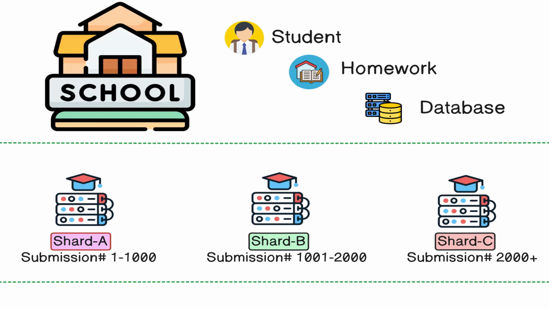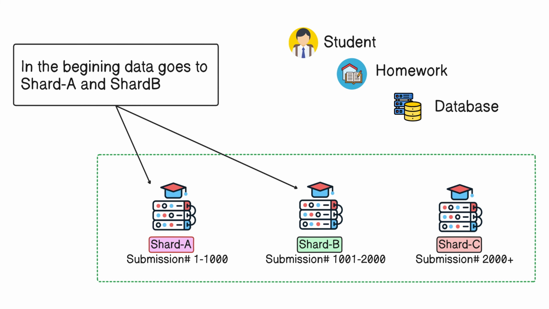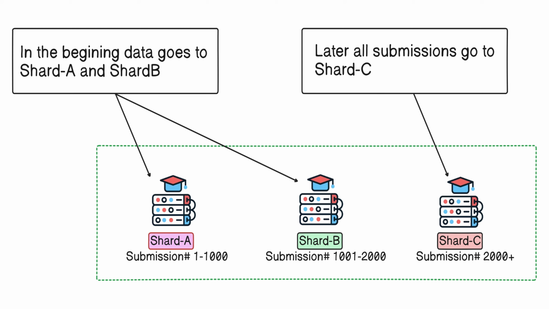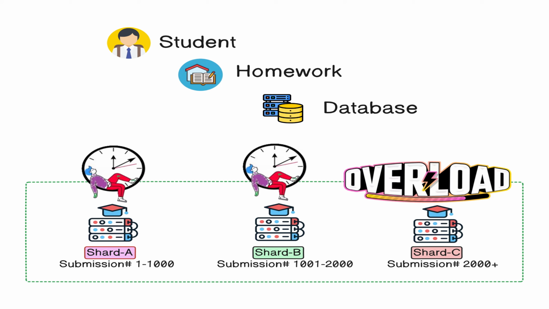At the beginning, submissions are new, so they go to shard A and B. But as time goes on, students keep submitting homework daily, and the submission number keeps on increasing. That means all the new submissions now will go to shard C, and eventually shard A is never used again, shard B is also done, and shard C keeps getting all the new data. This causes shard C to become overloaded and the system slows down because only one shard is doing all the work. With this, we lose the benefit of sharding.